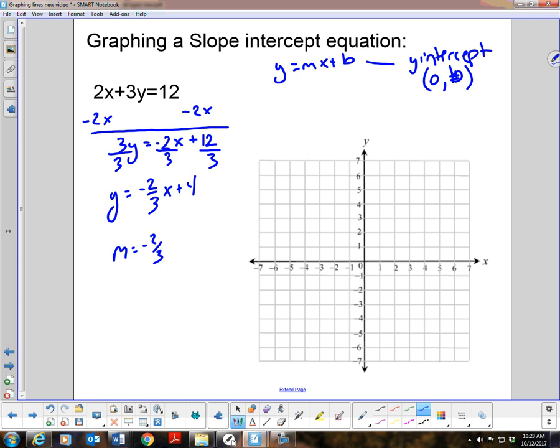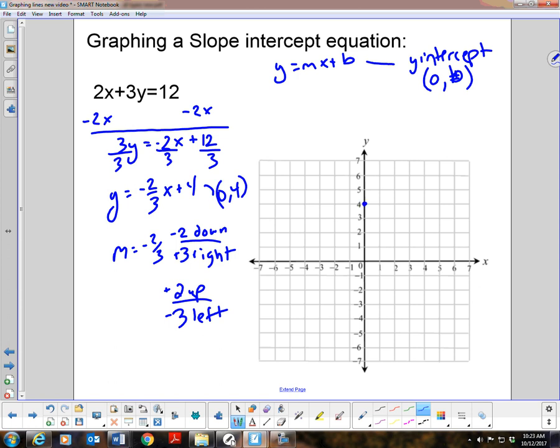So that is 2 down, 3 right. Or we could say 2 up, 3 left. One of the two has to be negative. So that's like the negative and the positive. Here's the positive and the negative, but they're always negative 2/3. We start off with the ordered pair. Remember, that's 0, comma 4. So 0, 4 on the y-axis.